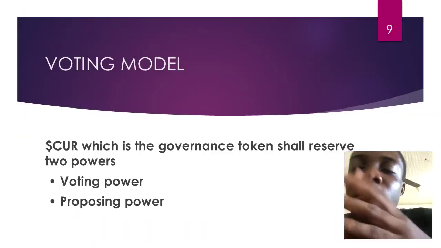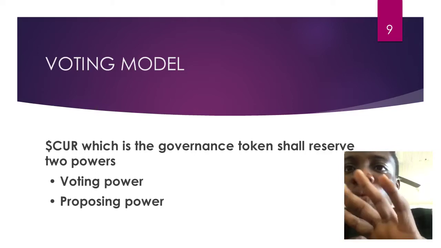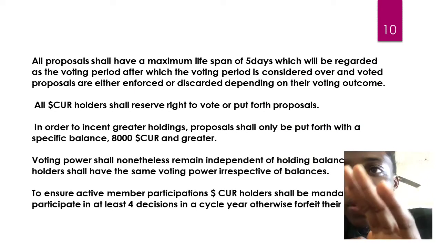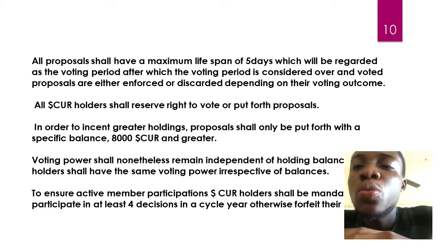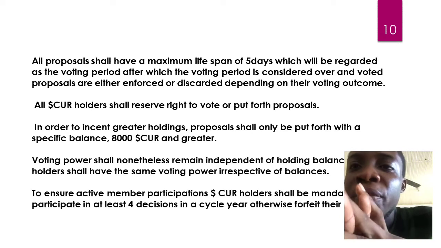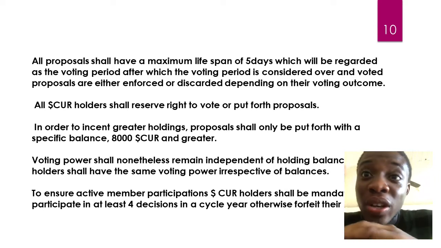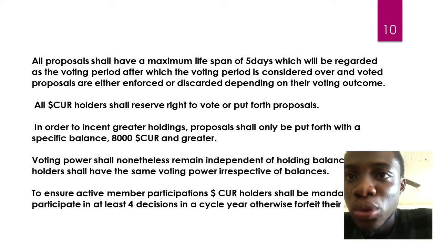Okay, so these are the voting models. Here I have that the governance token will reserve two powers, the voting power and the proposing power. All proposals have a lifespan of 5 days. 5 days makes it short. Proposals will pass 5 days after which they are cancelled or enforced. Every holder will reserve a right to vote on proposals. Voting power will nonetheless remain independent of holding balance. No matter how much balance you have, you can vote. The voting power is independent of your balance.